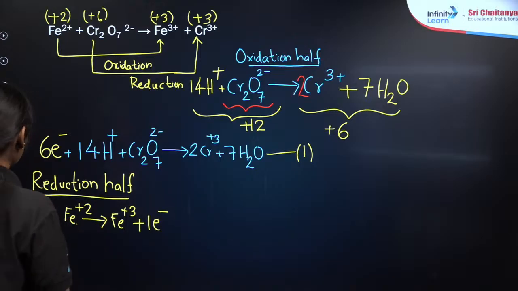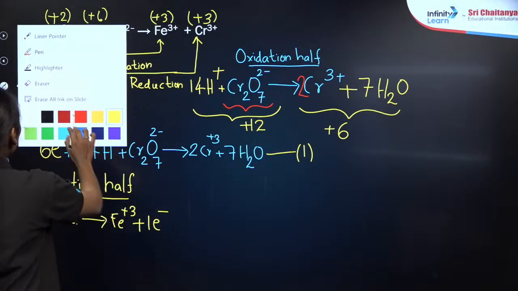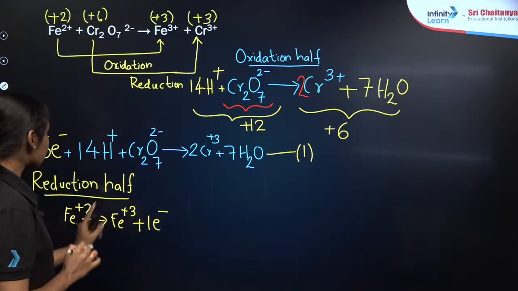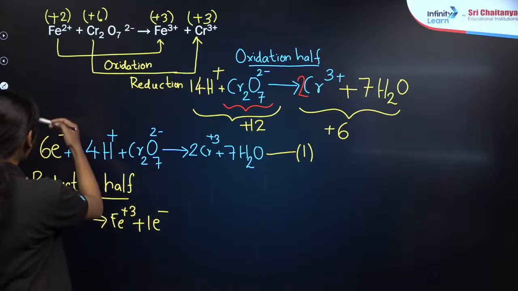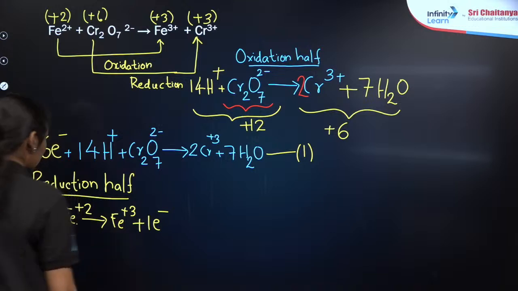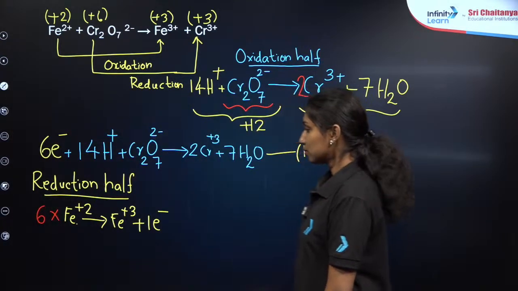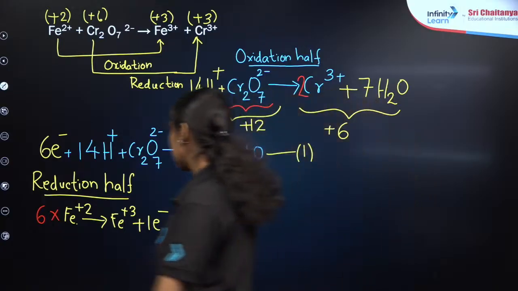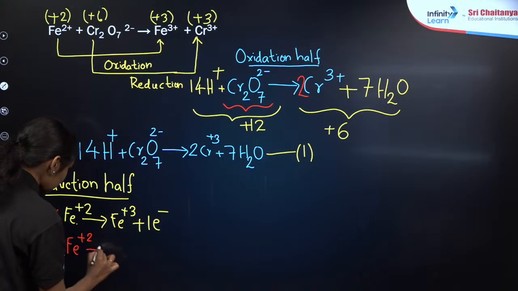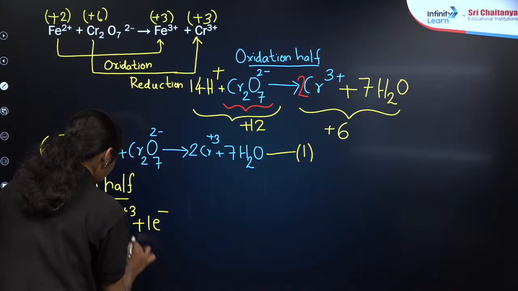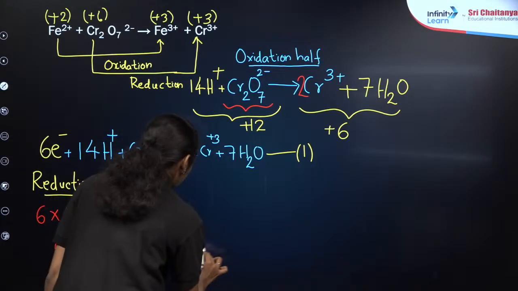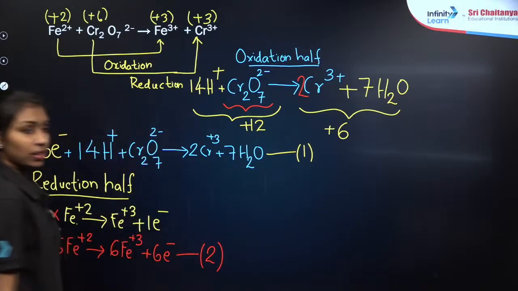Fine. Now this important point is noted: the total number of electrons should be equal, right? Here you can see that in the case of the oxidation half, it is 6 electrons, but in the case of the reduction half, it is only 1 electron, right? So in order to maintain the number of electrons the same, I am just multiplying this equation with 6. Is there any problem? I am just multiplying here, so you can get the final equation: 6 Fe2+ gives 6 Fe3+ plus 6 electrons. This will be our final reduction half reaction.